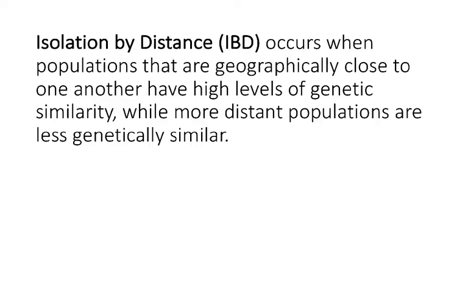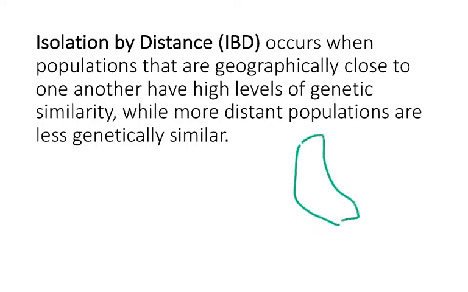So one common pattern that can be found when we're doing these types of landscape genetics approaches is called isolation by distance, or that's often abbreviated IBD. And this type of pattern occurs when populations that are geographically close to each other have high levels of genetic similarity, while more distant populations are less genetically similar.